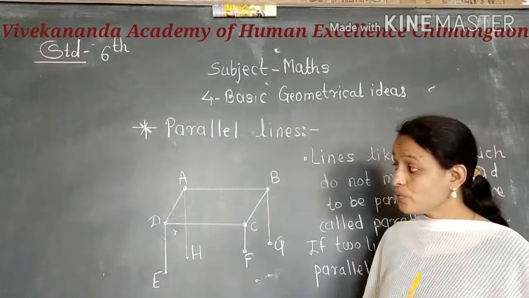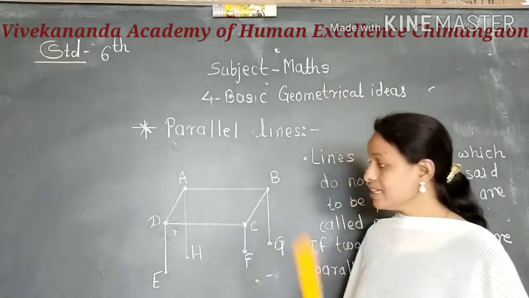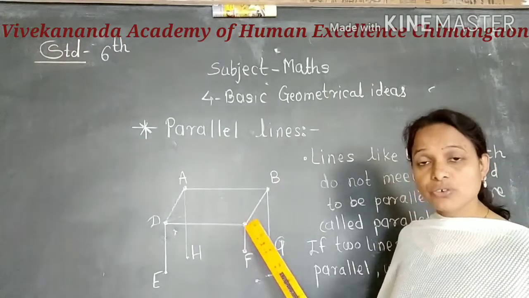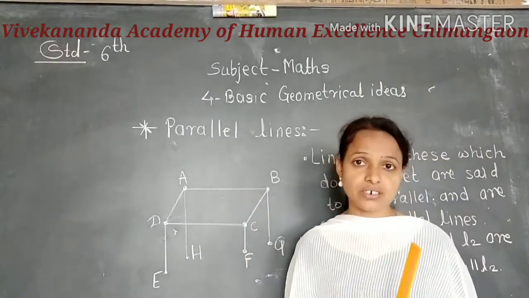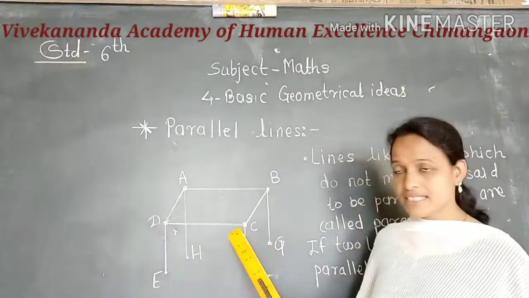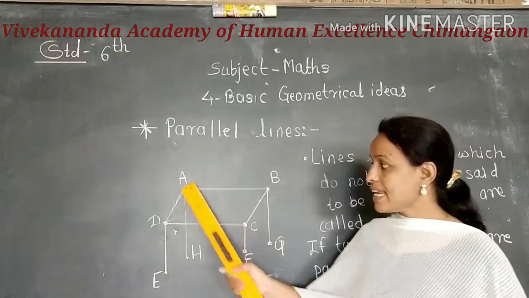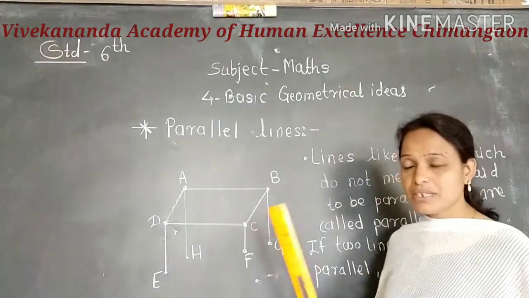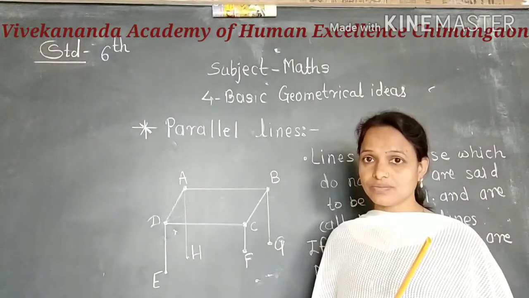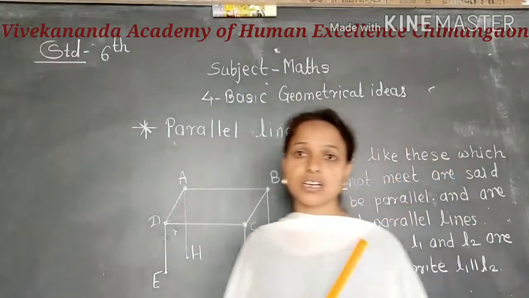See, another pair of line segments which do not intersect: line segment AD and line segment BC. They do not intersect each other, even when extended further.